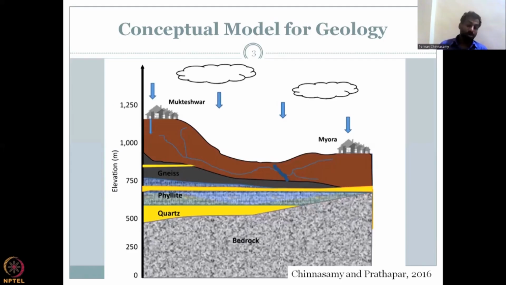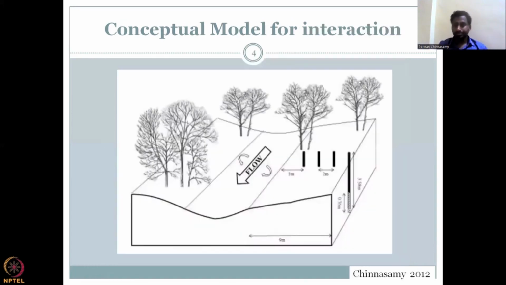But this conceptual model does help you in thinking that way, of where should I put my recharge structures, where should I put my layers, how many layers, and even monitoring stations for that aspect.